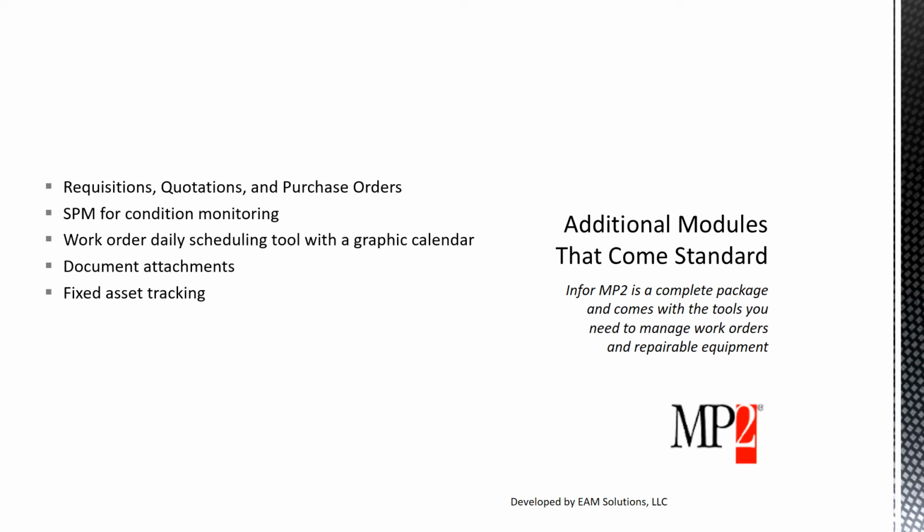Fixed asset tracking for when your accounting group needs to keep up with repairable equipment under a separate numbering scheme. And failure analysis based on standard lists of codes, which gives you capability for tracking mean time between failure and mean time to repair.